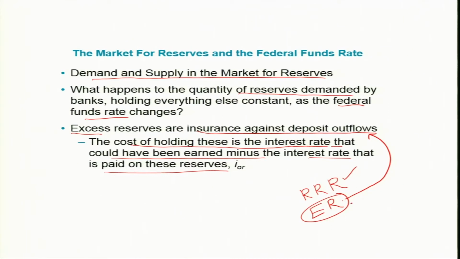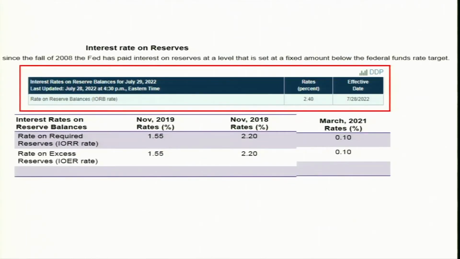That means suppose they are keeping 5 billion as excess reserves, they could have used this money for giving loans, for example, or buying government securities, right? So that interest rate is going to be greater than the rate of interest that they are getting from the Federal Reserve System, that is the interest rate on reserves. Now I am also showing you the interest rate. Since the fall of 2008, the Fed has paid interest on reserves at a level that is set at a fixed amount below the federal funds rate target.